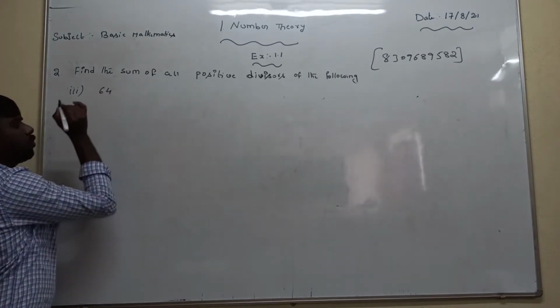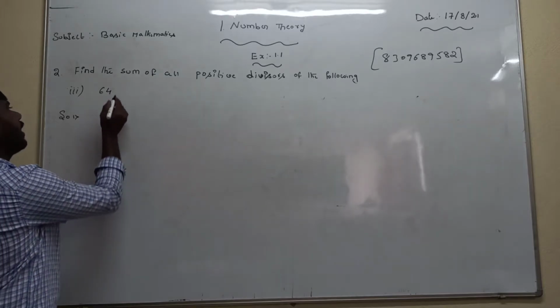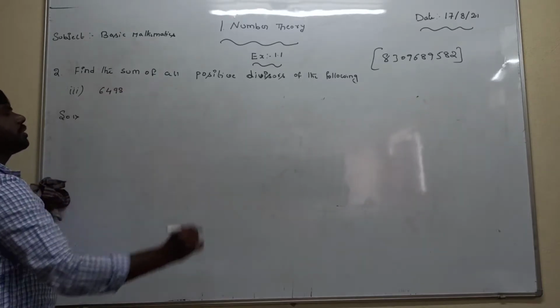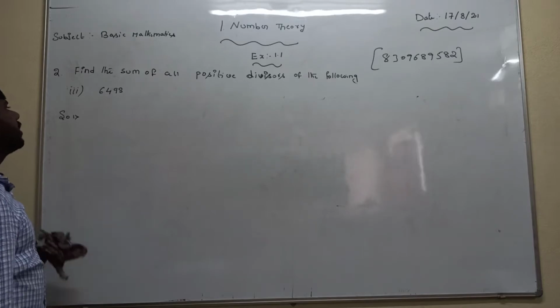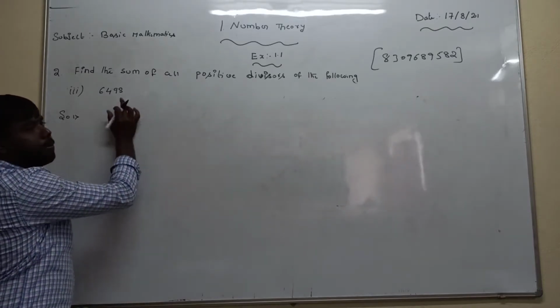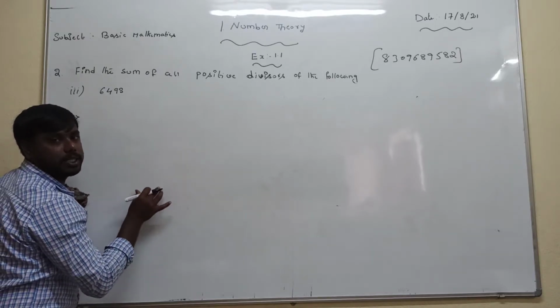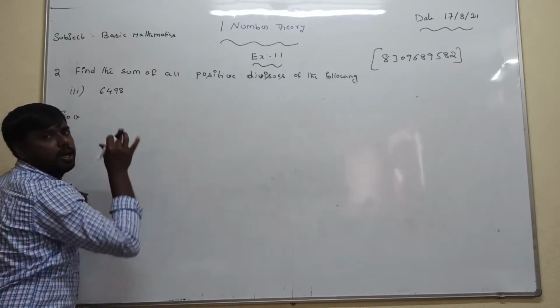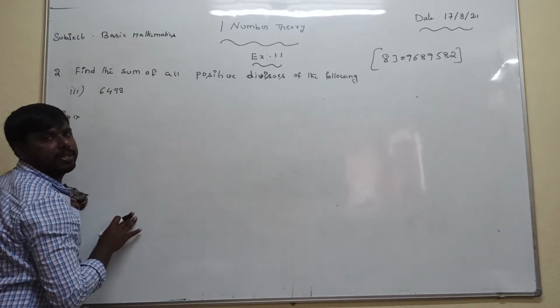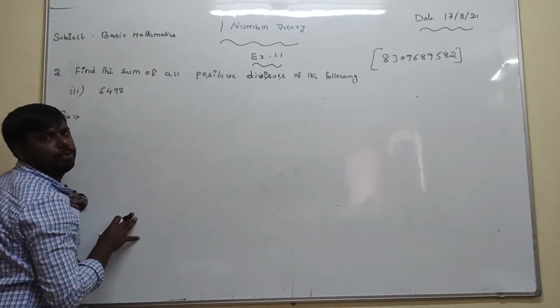6,498. First the given number can be expressed as a product of prime numbers. That's why, by using the division method, we get the product of prime numbers.